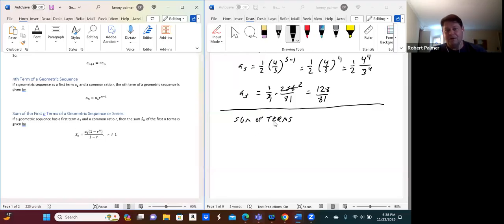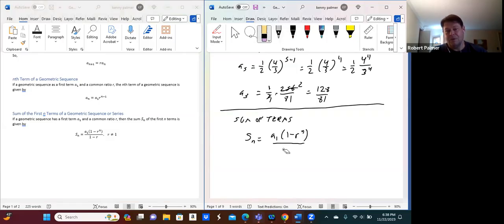Over here, now let's write it again. So we have S n, that sum, is given by A1 times 1 minus R to the n, over 1 minus R. And here, R can't be 1, because that would make our denominator 0.